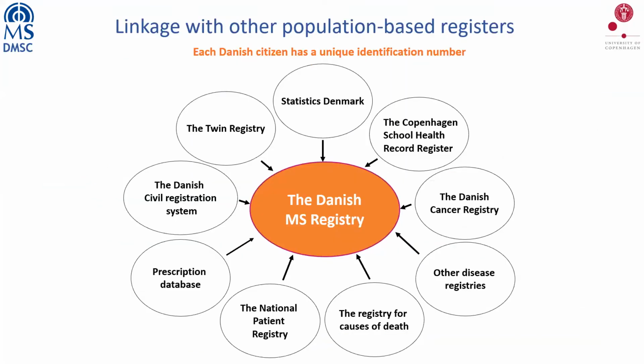The Danish MS Register is linked with other population-based registers, and this is because each Danish citizen has a unique identification number, which is stored in Statistics Denmark. And via Statistics Denmark, we are connected with the Copenhagen School Health Register, with the Danish Cancer Register and other disease registers, with the Register for Causes of Death, with the National Patient Registry, the Prescription Database, the Civil Registration System, and Twin Registry.